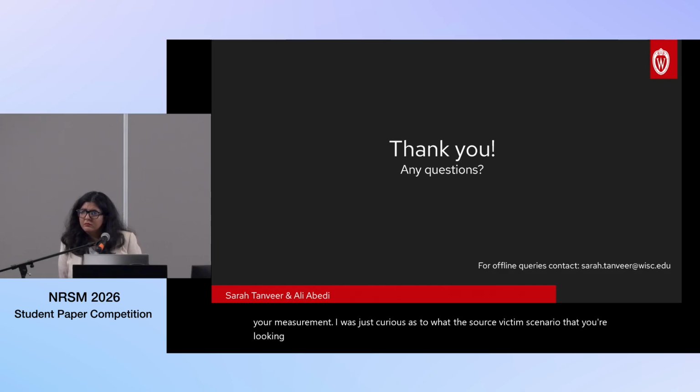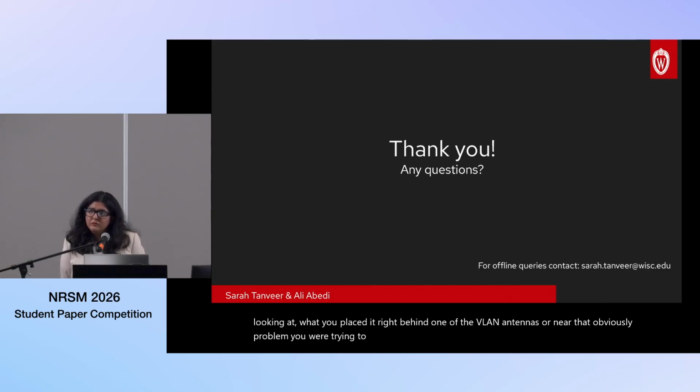Did you place it right behind one of the VLA antennas or near that? What was the problem you were trying to solve there? Or are you just trying to build an experimental methodology to answer a more general question?